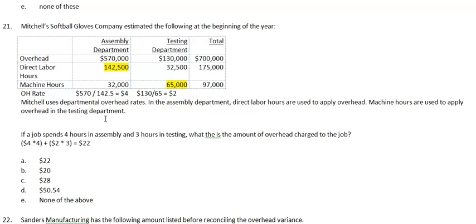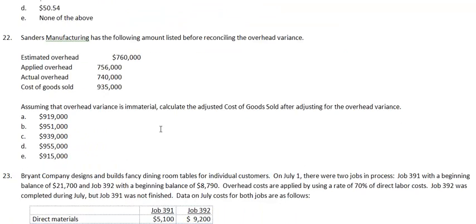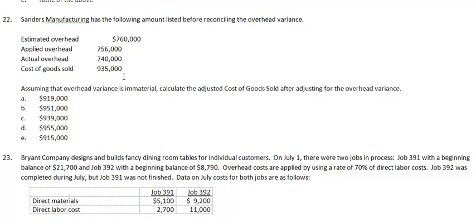So definitely what I want you to make sure you know how to do is to calculate the overhead rate and then to apply it. Next question says that the company had the following amounts listed before reconciling the overhead variance. So they had estimated overhead, applied overhead, actual overhead, and cost of goods sold. Assuming the overhead variance is immaterial, calculate the adjusted cost of goods sold after adjusting for the overhead variance. Remember, this is the very last piece of applying the overhead.